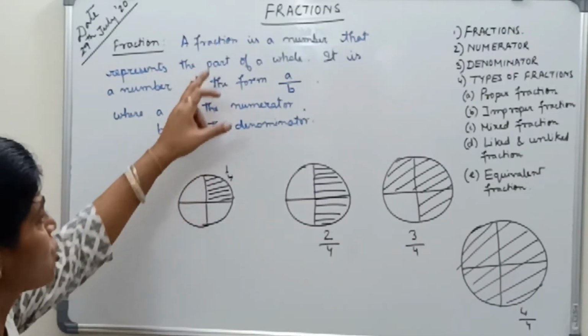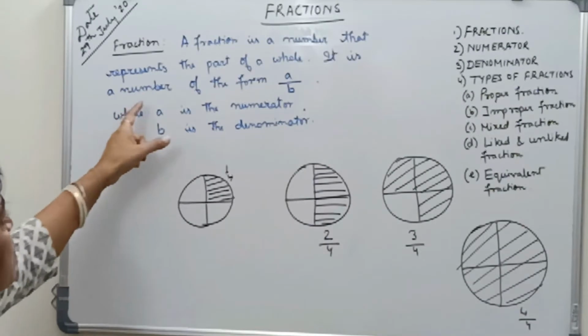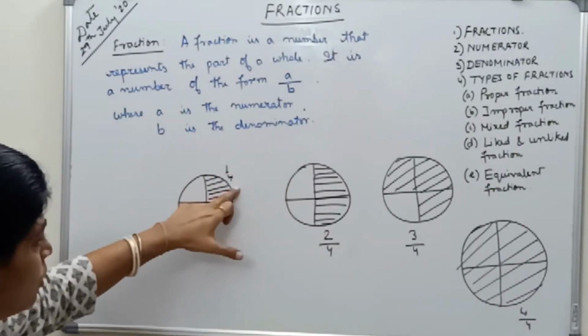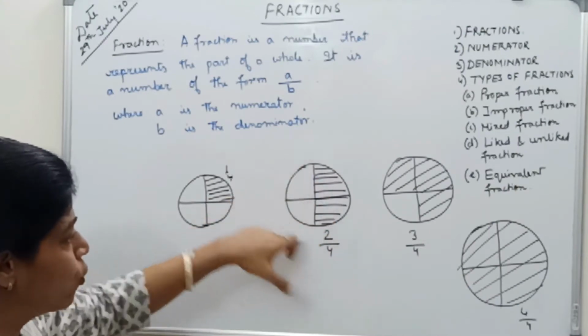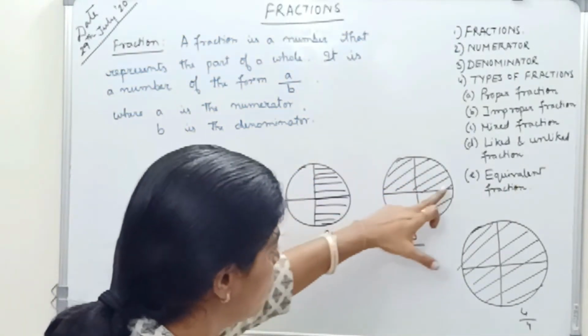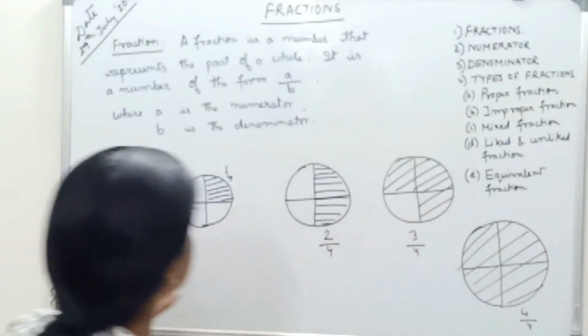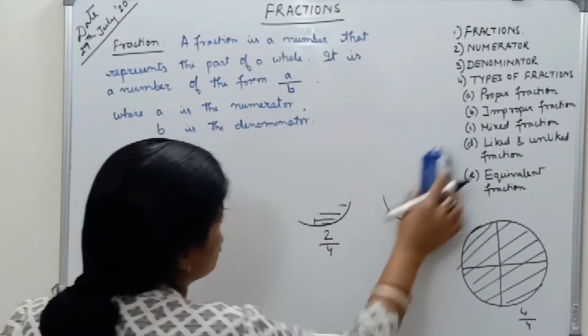So what is a fraction? A fraction is a number that represents the part of a whole. So this is a part of a whole. This is 2 parts of a whole. This is 3 parts of a whole. This is 4 parts of a whole. So this is called a fraction.